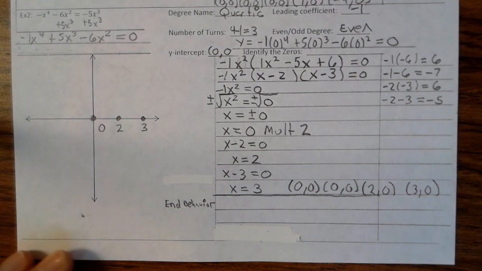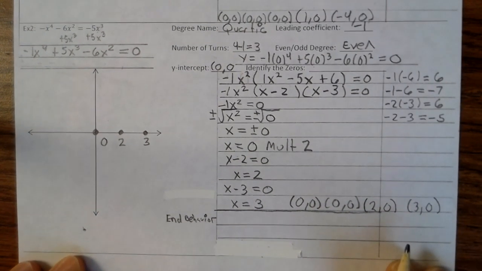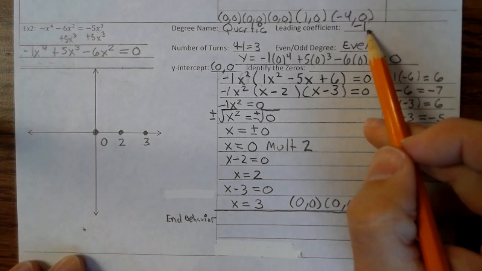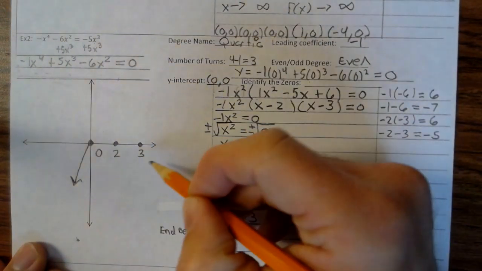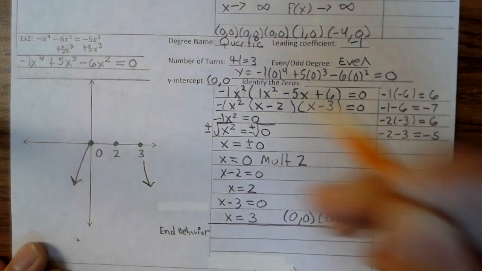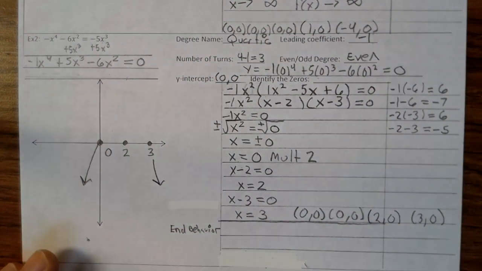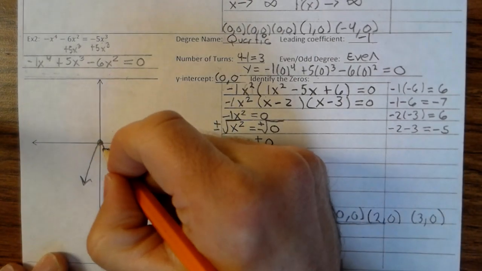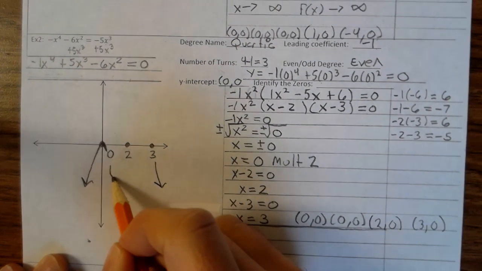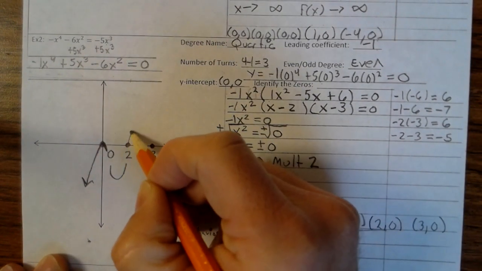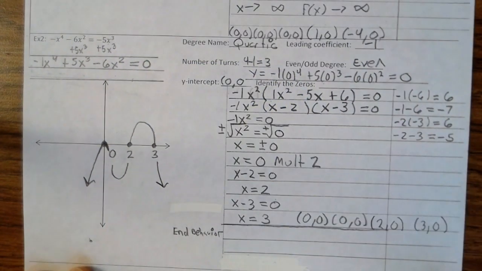So first things first, we know that since it's a leading coefficient of negative 1, it opens downward. Okay. So we're here and here. Now, when it's a multiplicity of 2, it touches and turns. So it touches, turns right there. Okay. And you kind of see it makes that parabola, right? And then it goes down. It has to come back up to here, through, and then go back down.